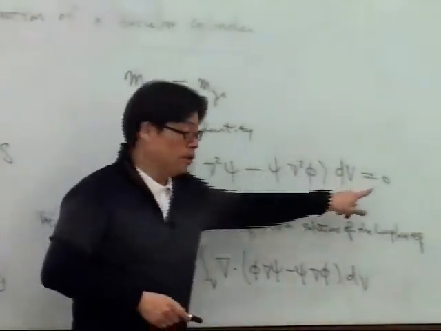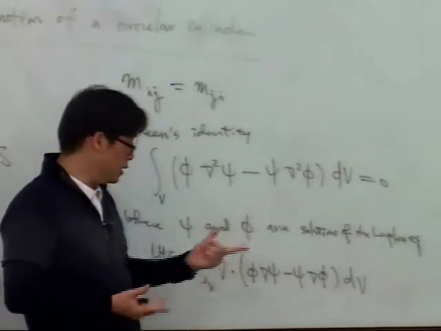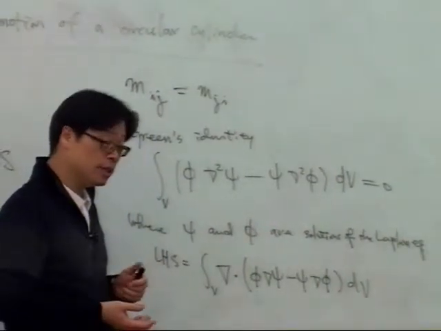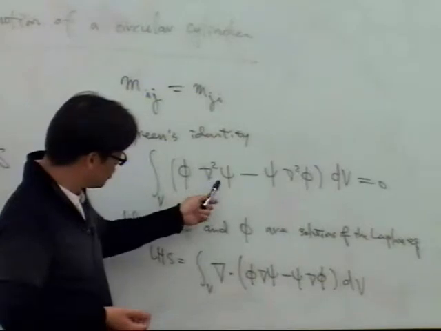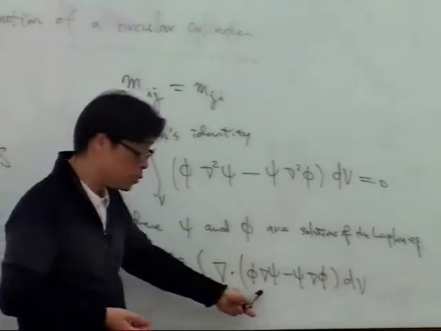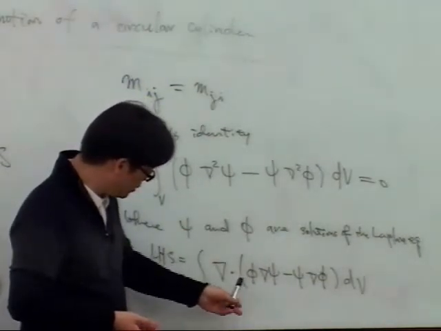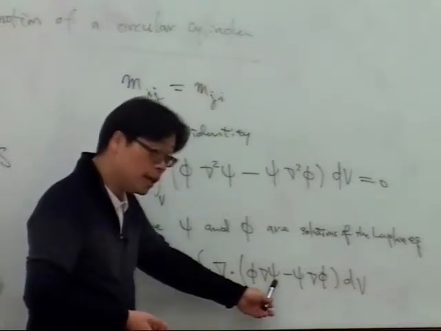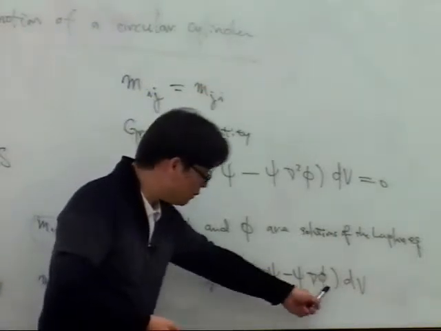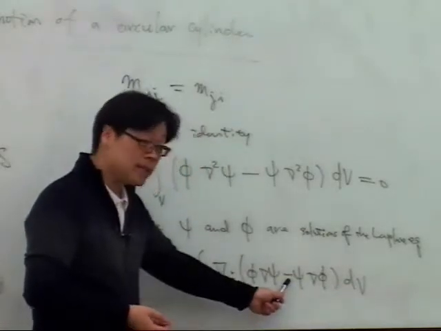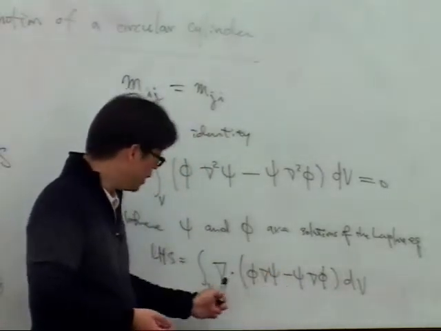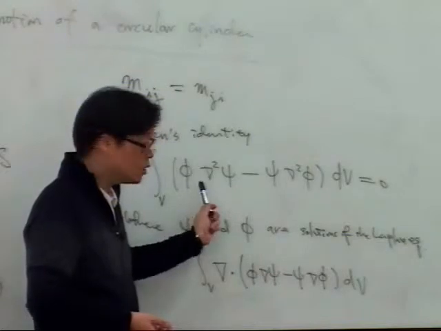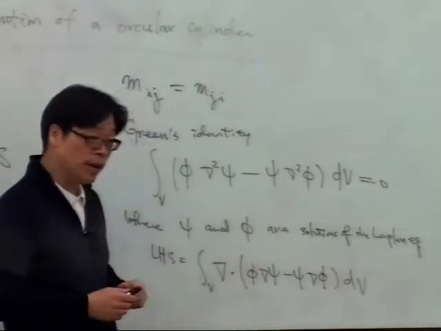So this integral is 0 because psi and phi are solutions of the Laplace equation. And then if I use a vector identity, I can write it this way. The reason is, the first one gives grad phi dot grad psi and grad psi dot grad phi. So I have a minus sign, so they cancel each other, and then I end up with this, okay? So I can rewrite this in this way.